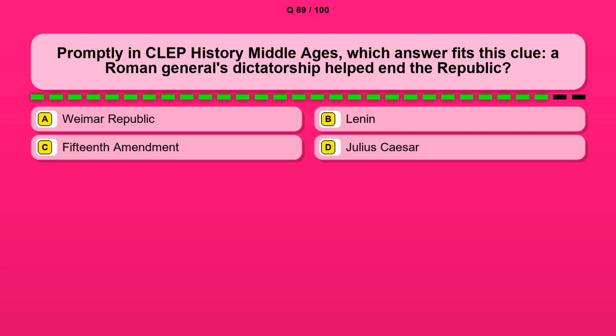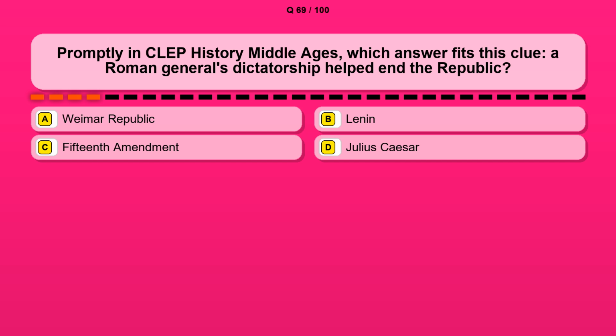Question 69. Promptly in CLEP History Middle Ages, which answer fits this clue? A Roman general's dictatorship helped end the Republic? Option A, Weimar Republic. Option B, Lenin. Option C, 15th Amendment. Option D, Julius Caesar.